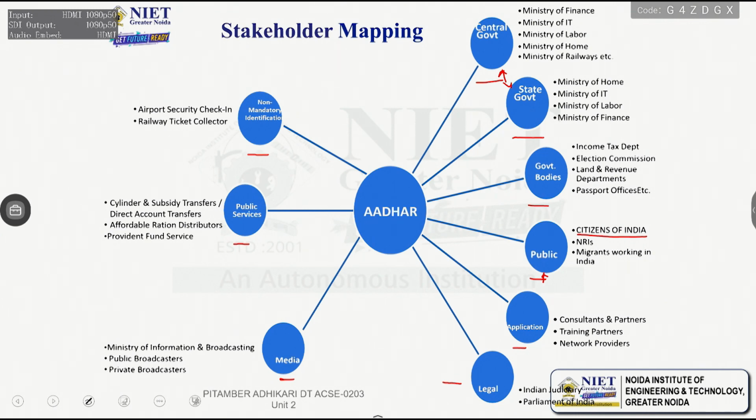Okay, then we have other categories also in public, like NRIs, non-resident Indians. We can also include these people in the category of public. Then after this we have migrants working in India. There are people from other countries who have migrated to India and have been working in India for many years, so they can also come under the category of public. So these are different people of India which we will put under the category of public.